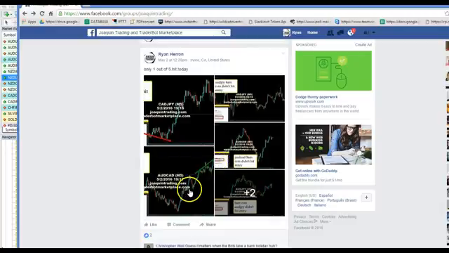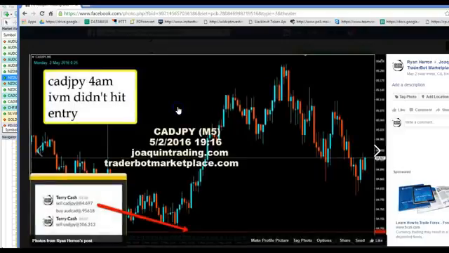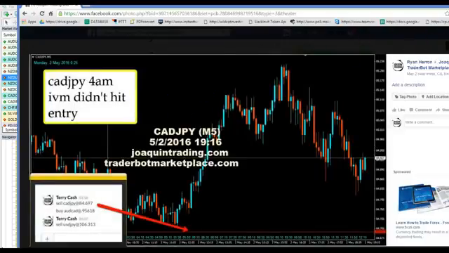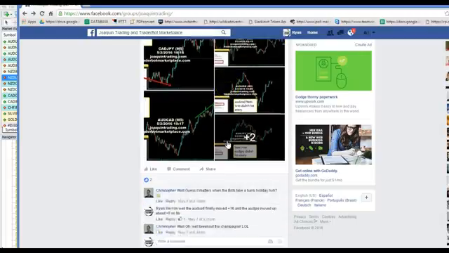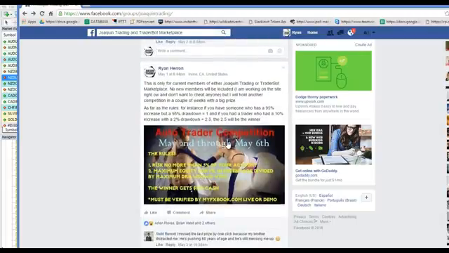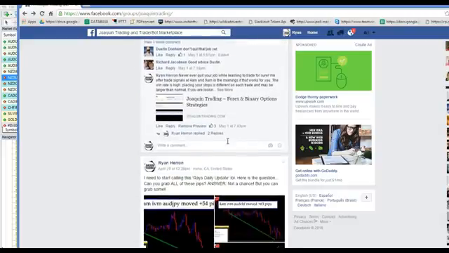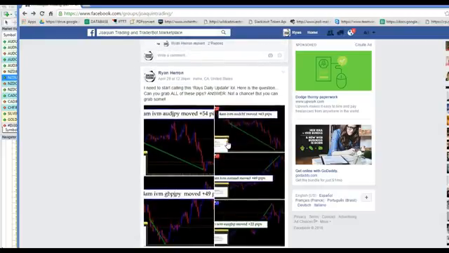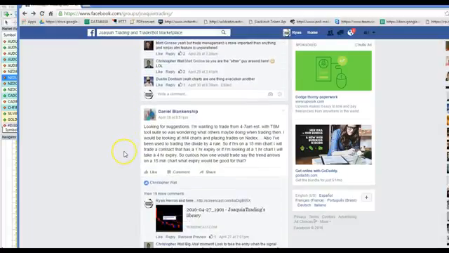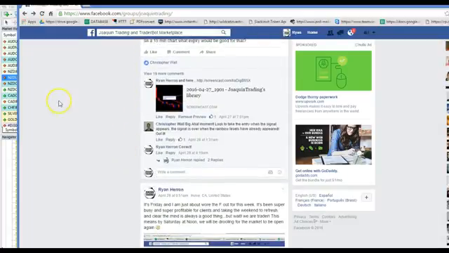I can't see any of these. Didn't hit entry. 54 pips, 63 pips, 69 pips, 49 pips. There are losses though, I promise.